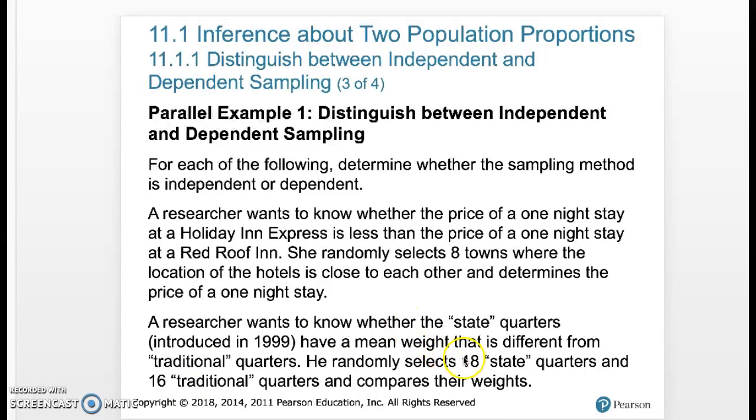Now, even if we had 16 and 16 or 18 and 18, there still wouldn't have been a pairing. So don't assume that just because you have the same sample size in each set that they're paired. That's not the case. You have to have some way that is specifically paired up, or some way of matching one individual to another individual in the two data sets.